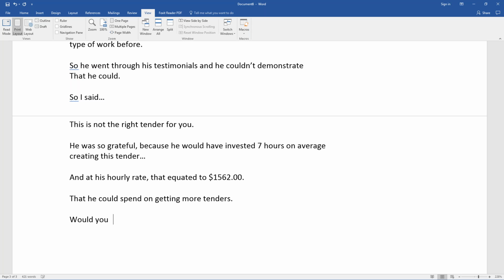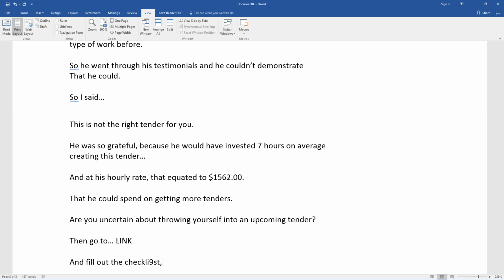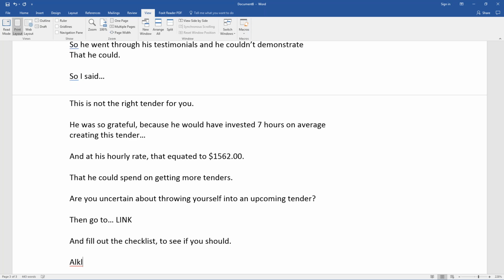Are you uncertain about an upcoming tender? Are you uncertain about throwing yourself into an upcoming tender? Then go to the link and fill out the checklist, to see if you should. All for now.